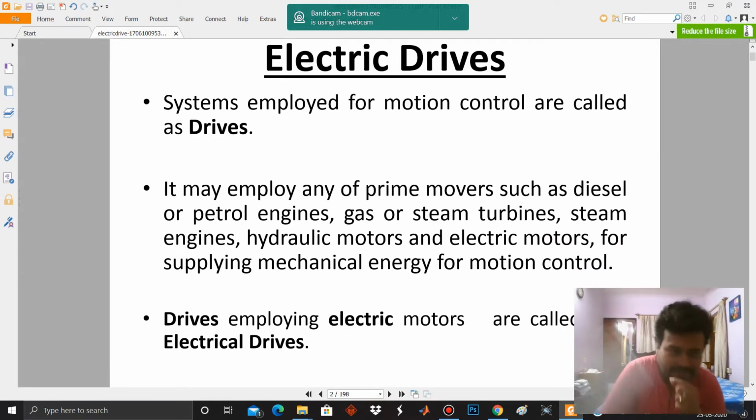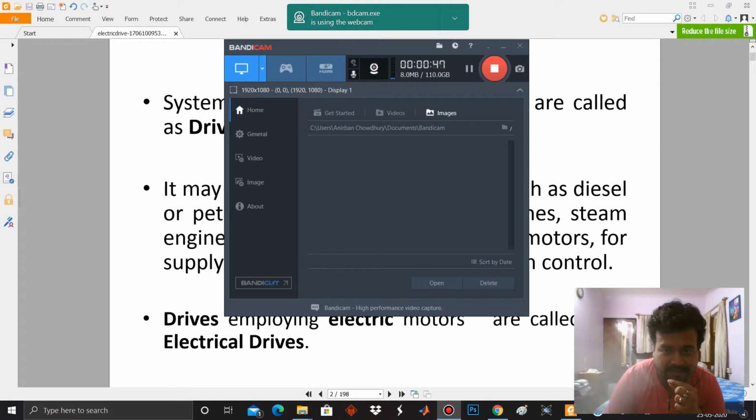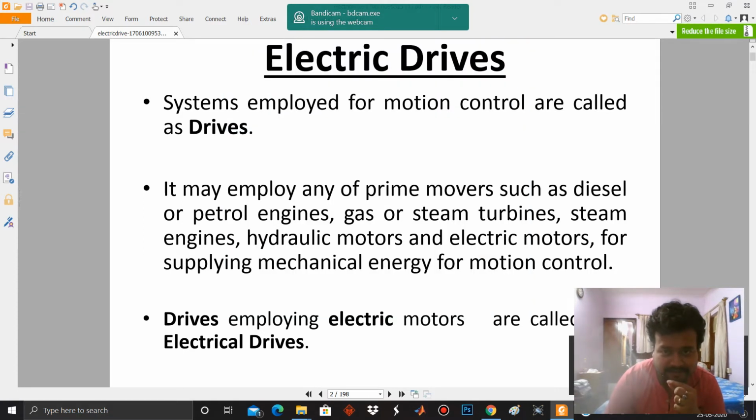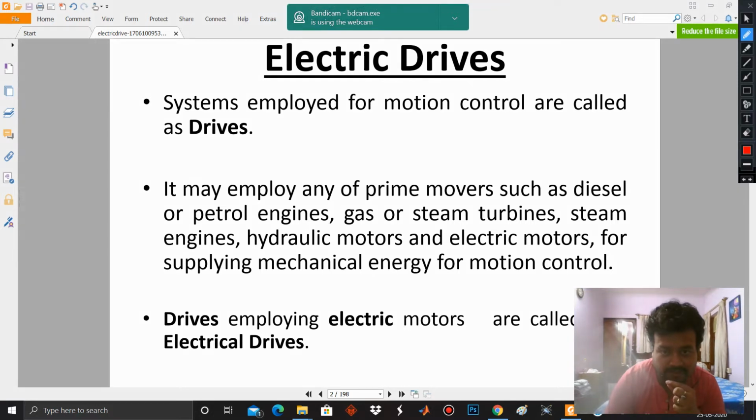So these are the key highlights of what is meant by electric drives. Systems employed for motion control are called electric drives. This term, motion control, is very important. They are known as drives.